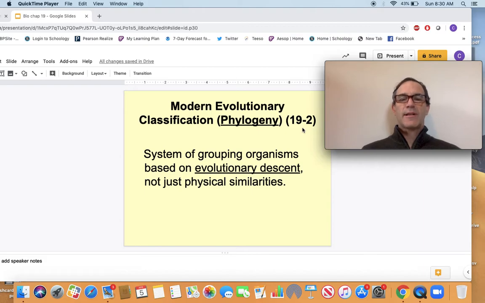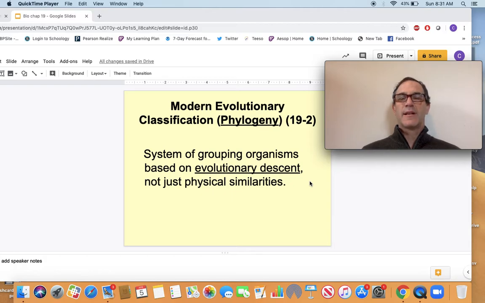Modern evolutionary classification is a system of grouping organisms based on their evolutionary descent, not just physical characteristics. Now, that doesn't say physical similarities aren't important, okay? They are important if they are shared because of an evolutionary relationship. However, if they just happen to be the same by chance, then they're not important, okay?